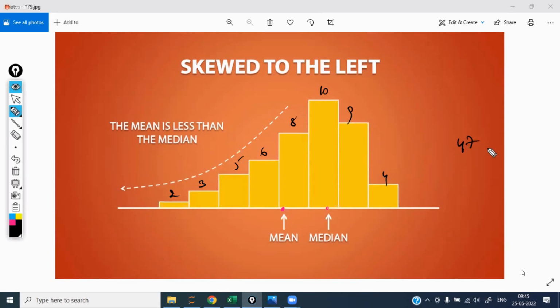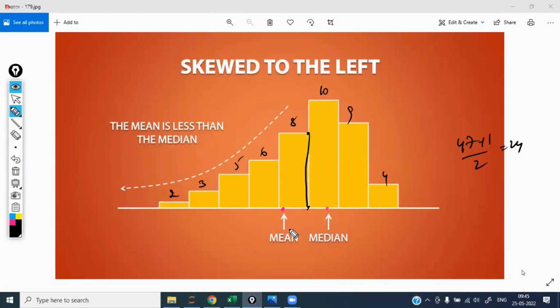47 plus 1 by 2, which is 24. 5, 10, 16, 16 plus 8, 24. This is the location. The median value will be here, after the mean only. So the median will be more than the mean.